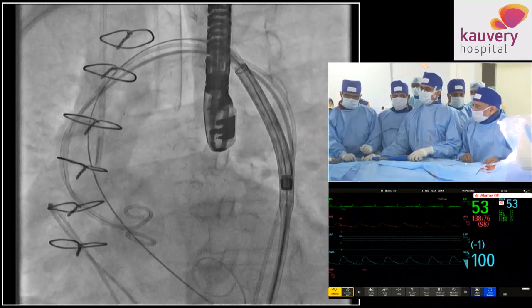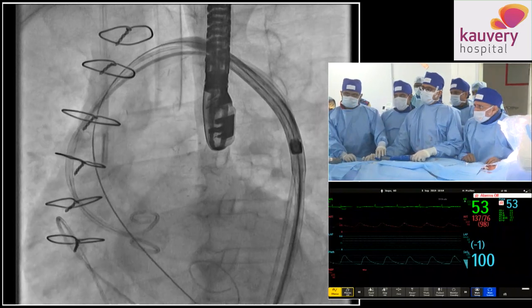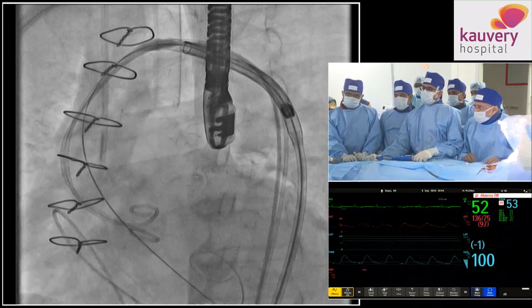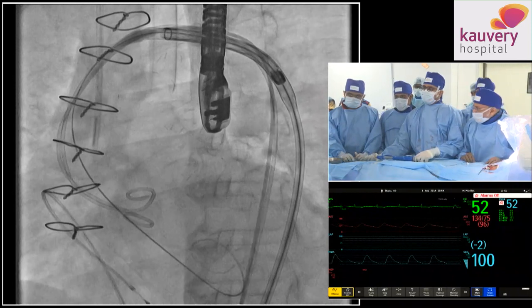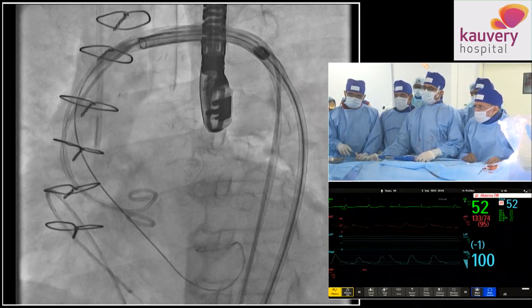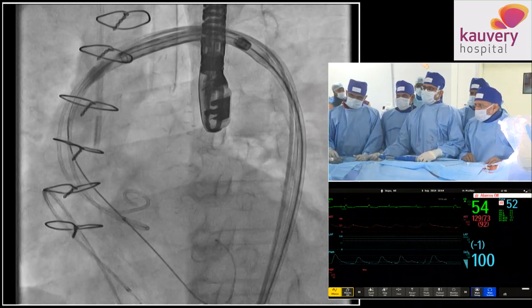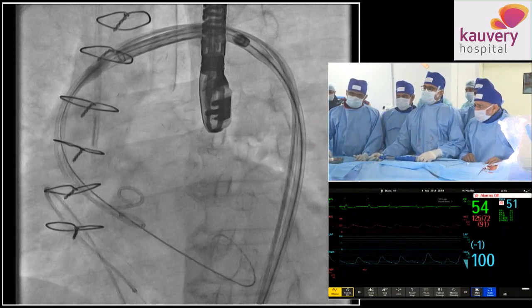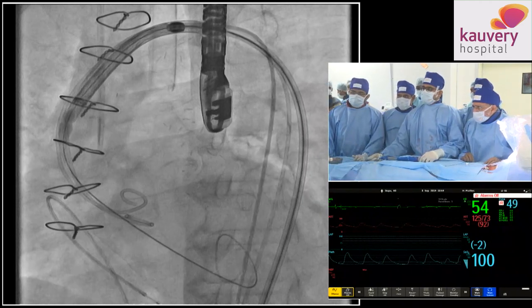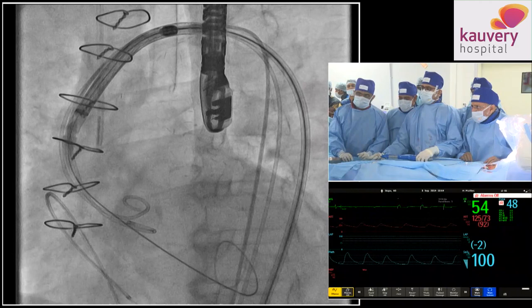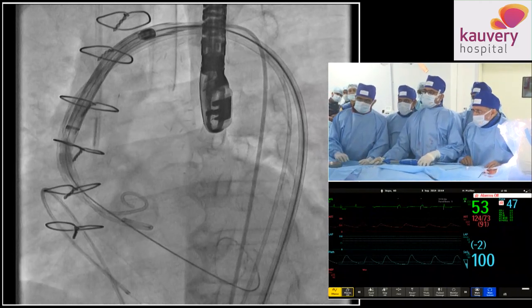So what Gopal is doing, he is tracking on the wire, and I am slowly pushing inside so that we don't hit anywhere. There is some resistance. Just keep the track, keep the track. Yeah, that's better. Whenever there is resistance, and in this case we have to be a little cautious because there is a dilatation of the root over here. So be careful. Be careful. Let's come and go in an area.